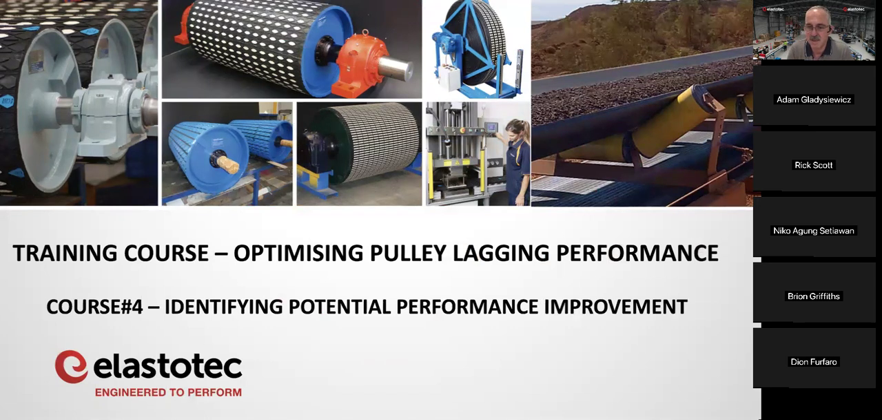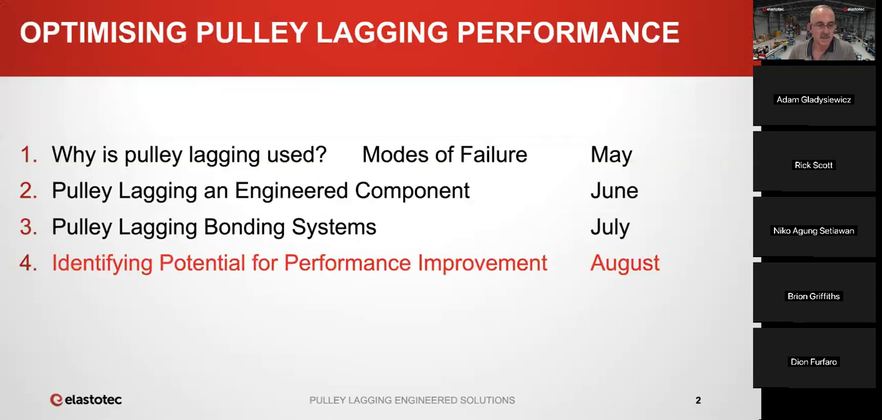Thanks everybody for attending, and welcome to course number 4, which is part of the Optimising Pulley Lagging Performance series of webinars. Today we will be looking at identifying the potential for performance improvement. We won't just be looking at performance improvement for the lagging, it'll be a combination of the lagging and its interaction with the conveyor belt.